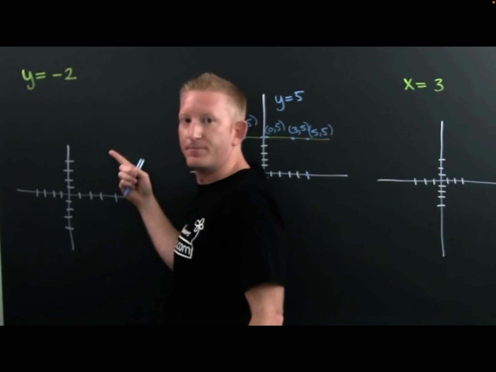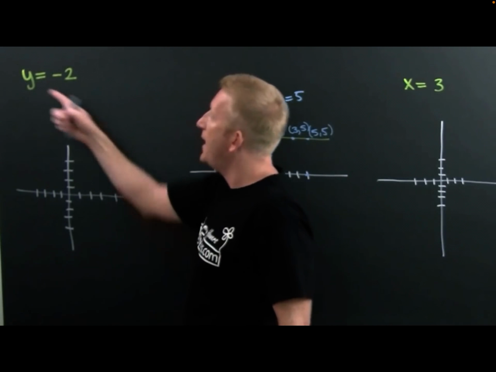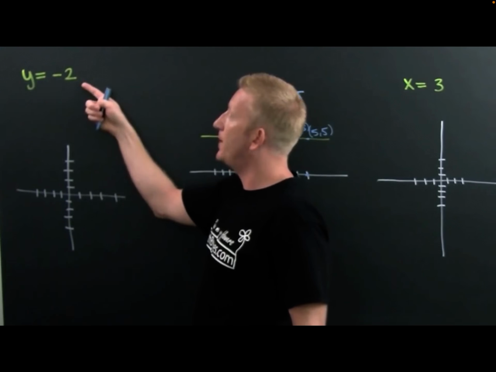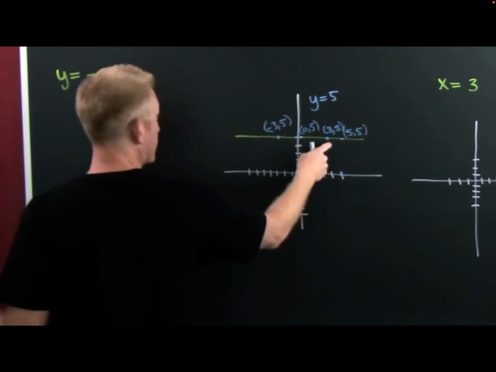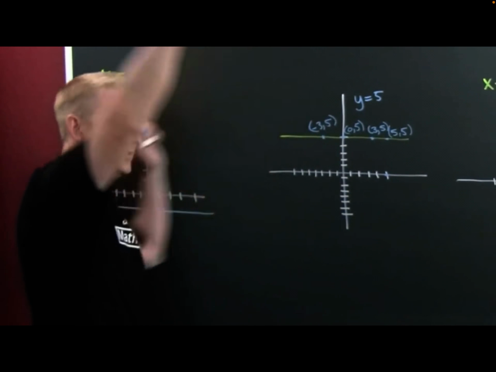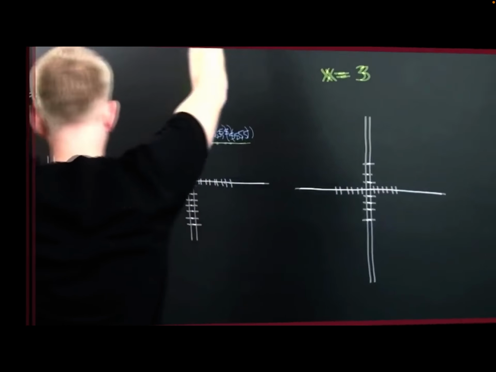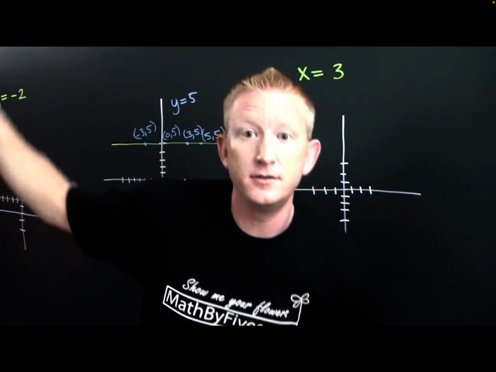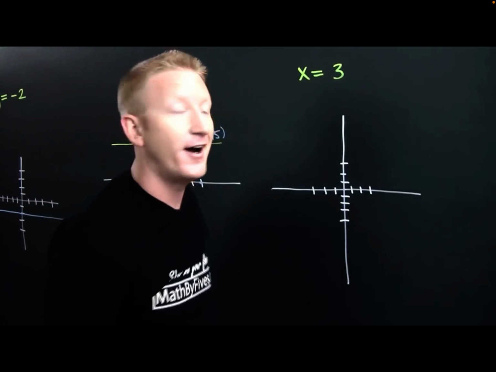Let's go to this example. How do you draw this one? y is equal to -2. So you know y is -2 right there. You draw the line.